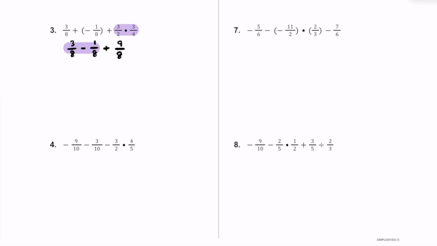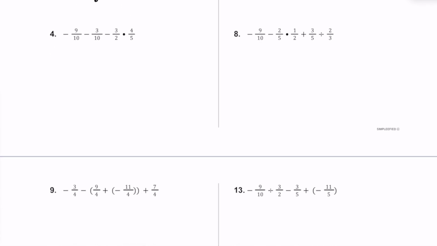3/8 minus 1/8 is going to be 2/8. So we have 2/8 plus this 9/8 here. 2 plus 9 is going to be 11. So we can go ahead and add these two fractions because they have common denominators. And so we can say 11/8 would be the final value for this expression. We can also write this as a mixed number as 1 3/8 though. Alrighty, for number four, looks like we have two subtraction problems and a multiplication problem.